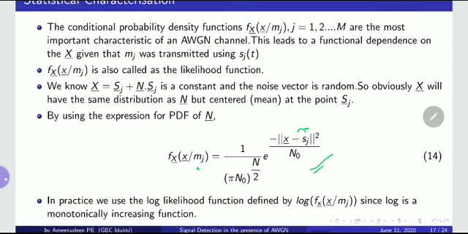So this is exponential. So in practice we use log likelihood function. Log is a monotonically increasing function, so there is no issue of using a log likelihood function. And when we are using log, this exponential goes and we can work with non-exponential terms. So this thing becomes simple.